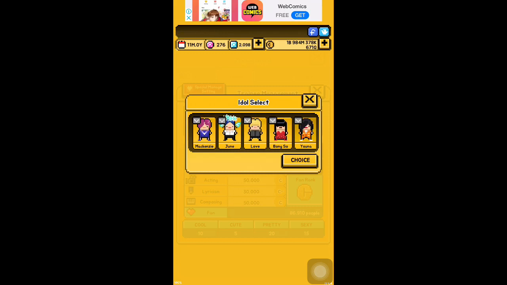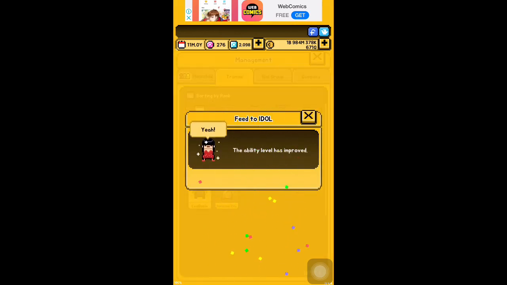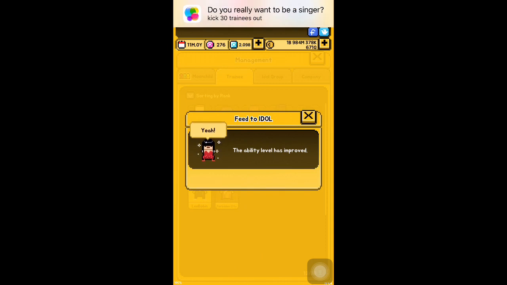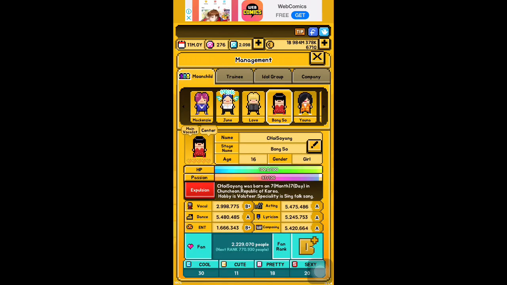So I'll choose Bongsu, choose yes, and then half of their skills will go to the existing train partner group member that you have, and it will level up their stats and get half of the skills of what trainee you used. So after this, of course, you have to produce an album.